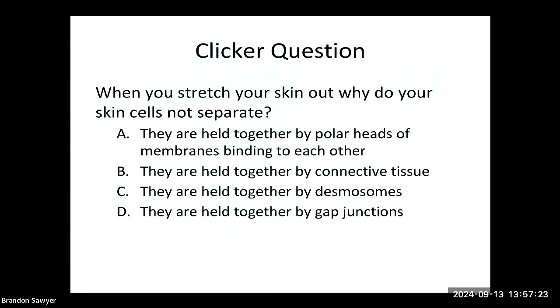All right. 3 more people. Go ahead and send something in here. All right. We got everybody, and almost everybody, 98% of you are saying C. They're held together by desmosomes. Absolutely.